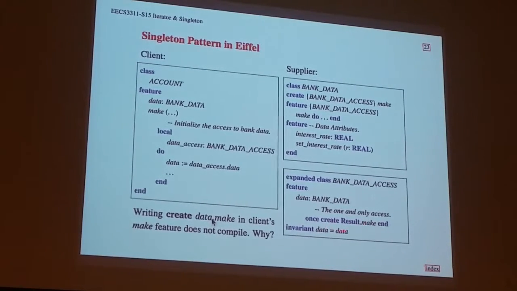Because every time you say create result.make, it's going to give you a new object. But now, because we're using a once routine, it guarantees that if you call this routine a second time, it's only going to give you the cached result from the very first call.